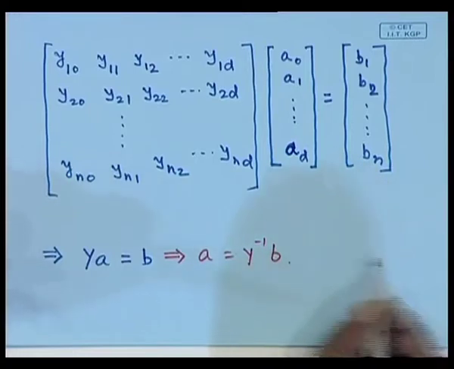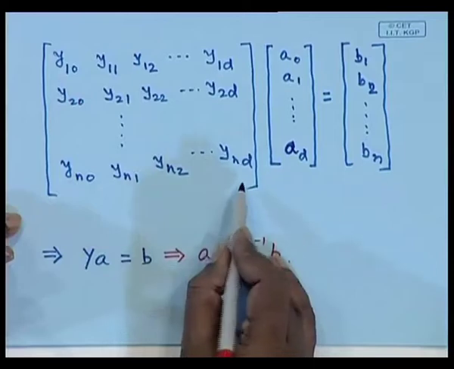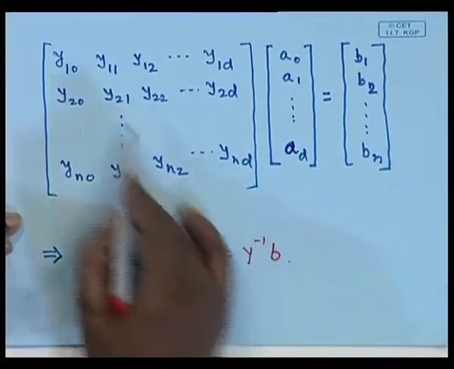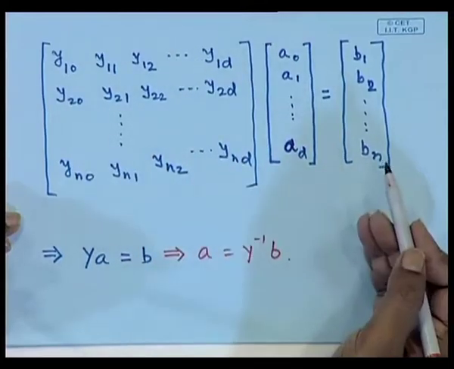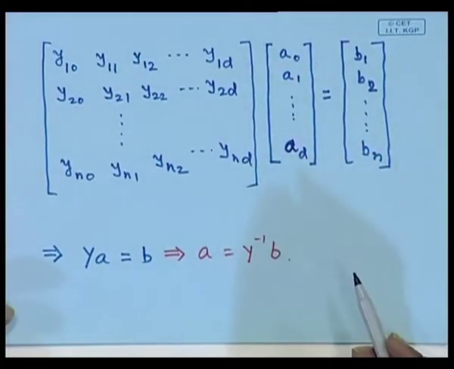Okay. But the problem is this y is not a square matrix, it is a rectangular matrix. The number of rows is equal to the number of samples, that is n, and the number of columns is d plus 1, or d hat. So, the number of rows is much larger than the number of columns. In this case the vector A is over-determined, and following this simple approach I cannot get an exact solution for this vector A. So, that is the major problem. So, how to go about it? How to get the solution for this vector A?